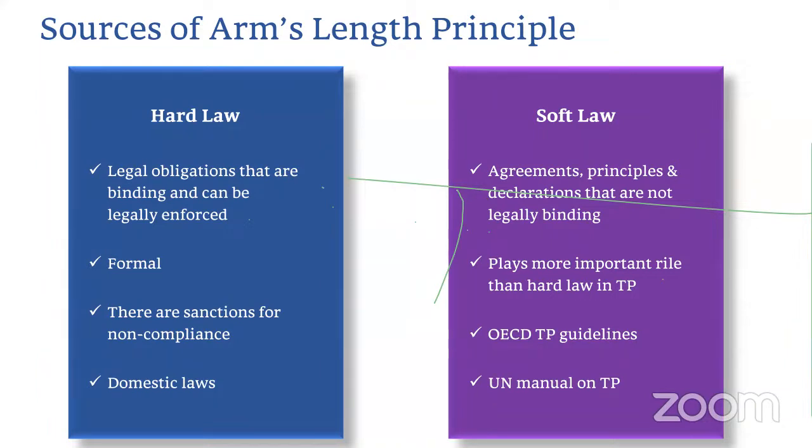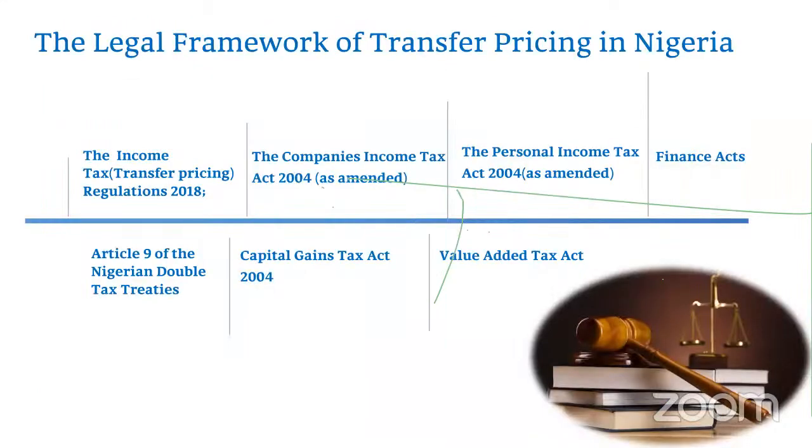Because this has caused a lot of dispute over the years when cross-border transactions happen, some bodies have come up with guidelines. They are not law, but they are guidelines for the steps to be taken when a cross-border transaction happens. And these are principles that are globally accepted. What has happened is that a lot of countries have now domesticated most of these principles into their local legislation so that they can legislate on them when transactions happen between entities. Now, what is the legal framework of transfer pricing in Nigeria?